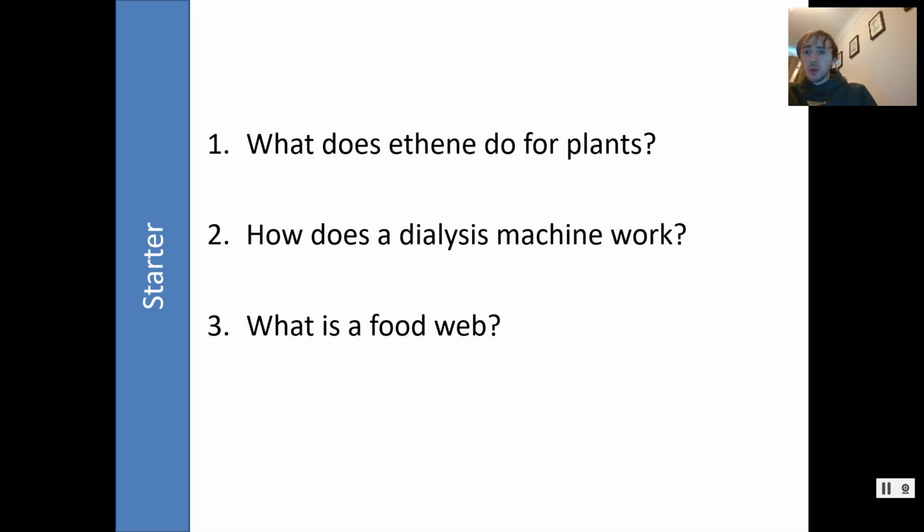Right, so what does ethene do for plants? It causes fruit to ripen, is the answer to that question. How does a dialysis machine work? A dialysis machine works by taking the blood out of the patient, by running it through a dialysis machine with dialysis fluid or dialysate in it. Dialysis fluid has the correct concentrations of various chemicals inside of it, particularly things like urea. It has no urea in it, so that the chemicals will move out of the blood by diffusion.